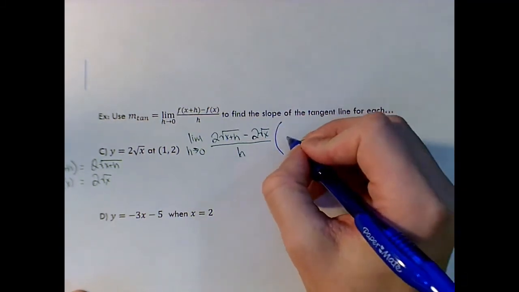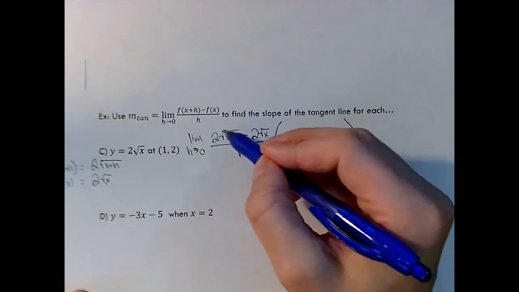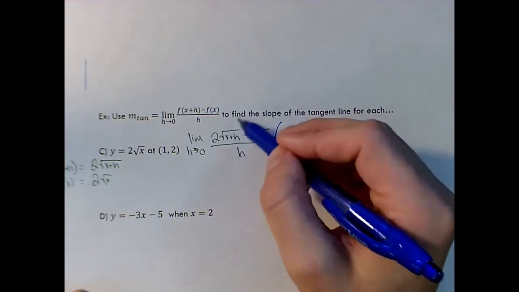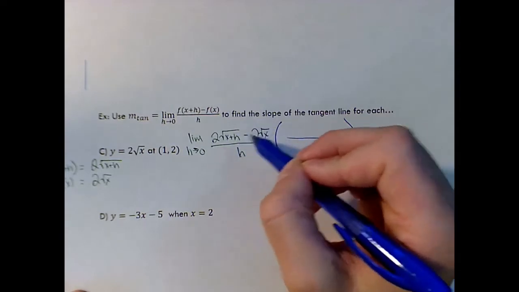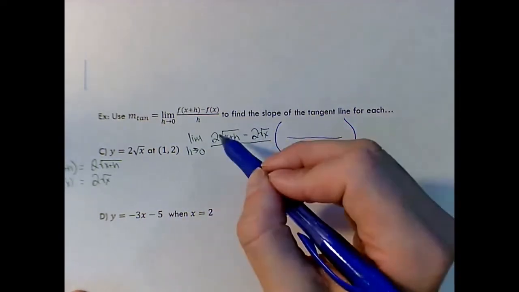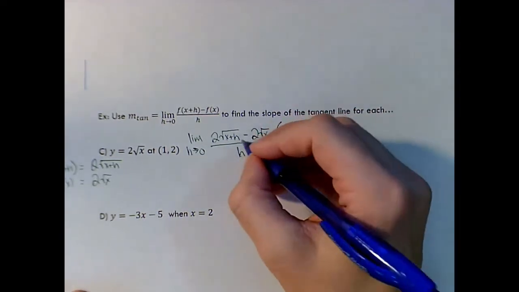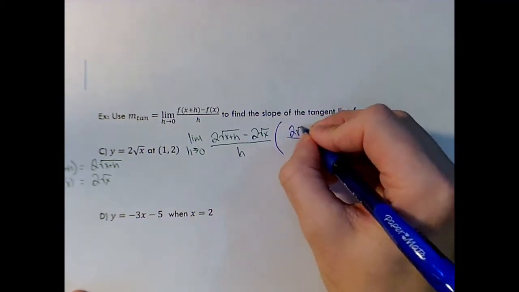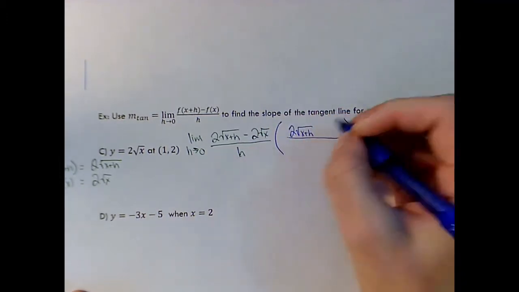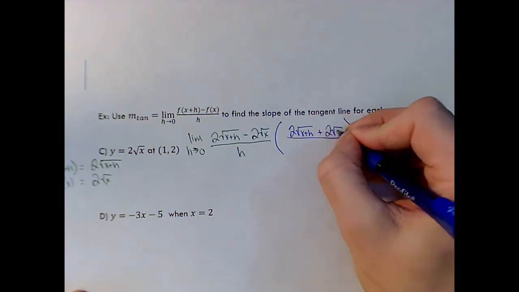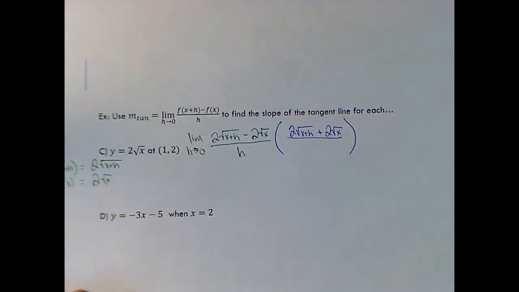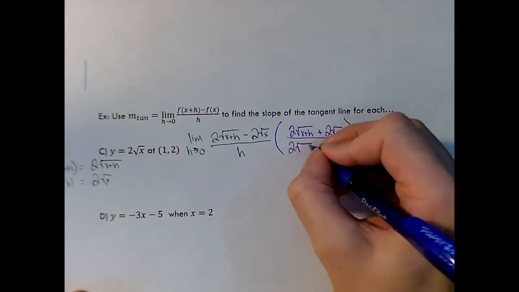rationalizing a function. Whenever you see square roots in the numerator and the denominator, usually your way to get around terrible things is by taking the exact same guy that you see here and multiplying the top and the bottom by that exact same guy and flipping the sign in the middle. So you have 2 root x plus h plus 2 root x, and then multiply the bottom by the same thing.